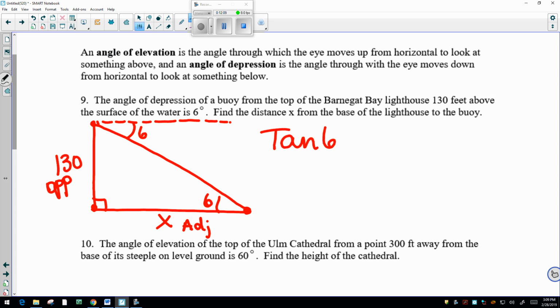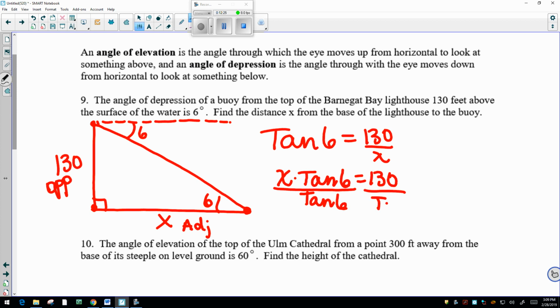So I can say tangent of 6 is equal to 130 over x. If we multiply, I can say x times tangent of 6 is equal to 130. To solve for x, we divide through by tangent of 6. And we can find x is going to be 1,236.87 feet. Please keep in mind this is in degrees. Your calculator should also be in degrees too. That's something you want to check for.